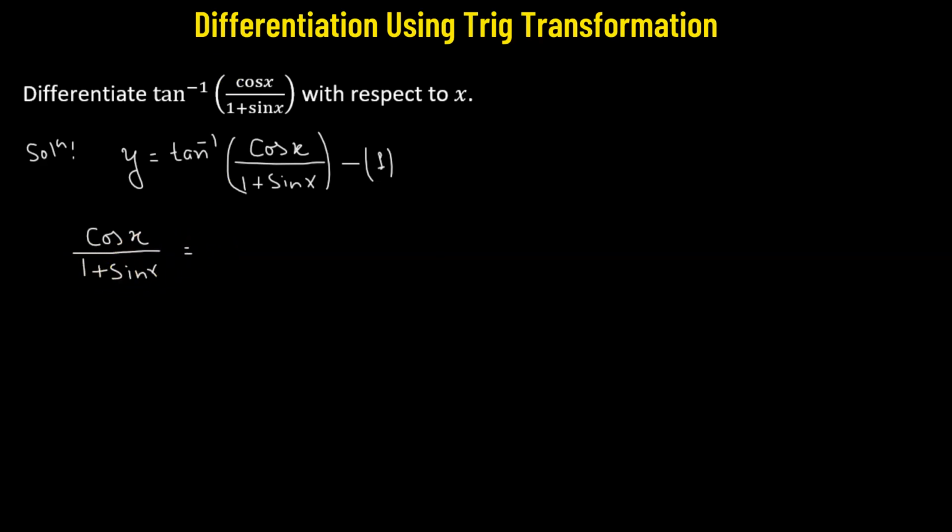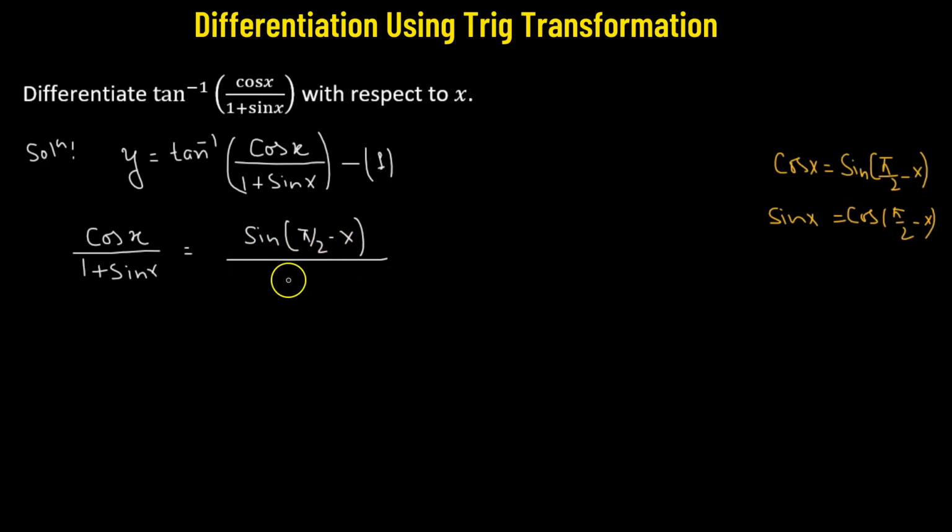Now we know that cosine of x can also be represented as, we can convert cosine to sine by writing it as sine of pi over 2 minus x, and sine of x we convert to a cosine function as cosine of pi over 2 minus x. So let's rewrite this to get sine of pi over 2 minus x in the numerator, and in the denominator we have 1 plus cosine of pi over 2 minus x.